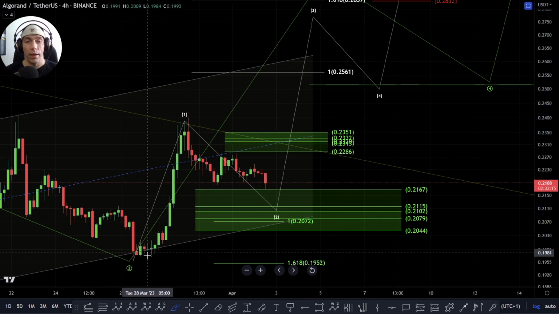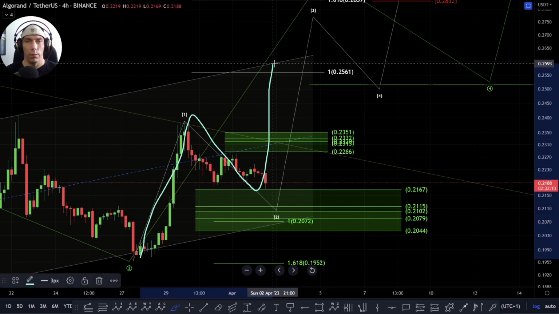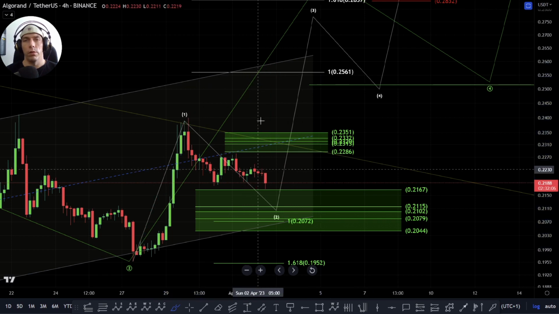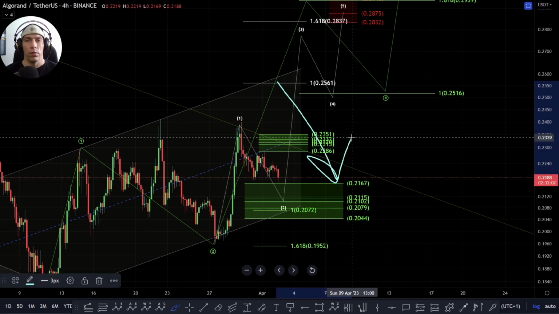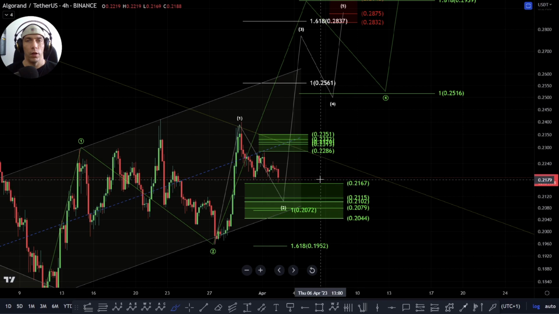It is something that can play out, but what we need to be cautious of is even if we do see another move up here into this channel line, potentially this 1-to-1 of this 2561, that could actually indicate we could start to see some more aggressive price action to the downside.